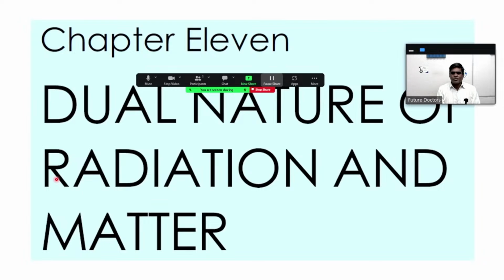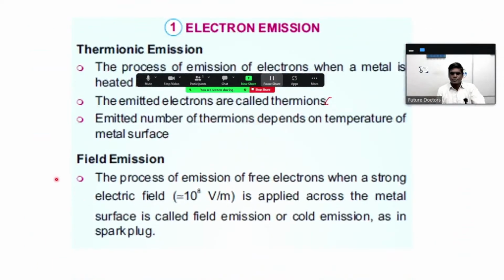Topic today is from chapter 11, Dual Nature of Radiation and Matter. This is a 12th standard topic, Dual Nature of Radiation and Matter. Let's move to the topics.